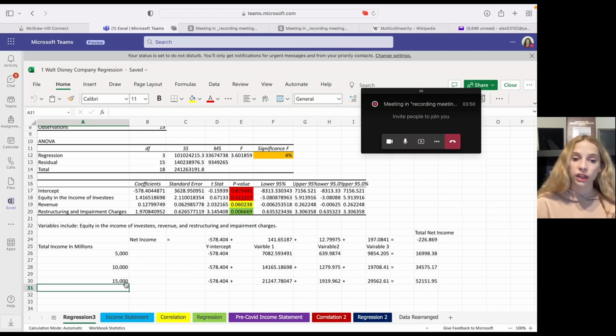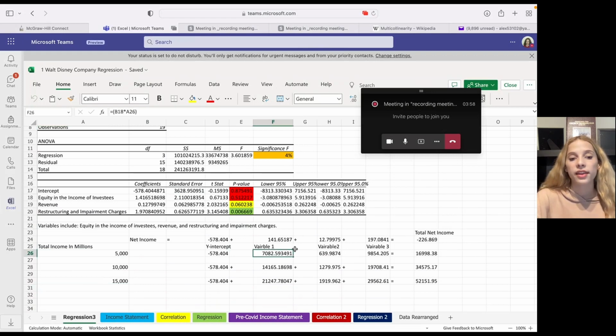And as well, all of our calculations are done in millions. As we did this, all of our y-intercepts in these equations did stay the same, but our variables did change throughout, and this is why.